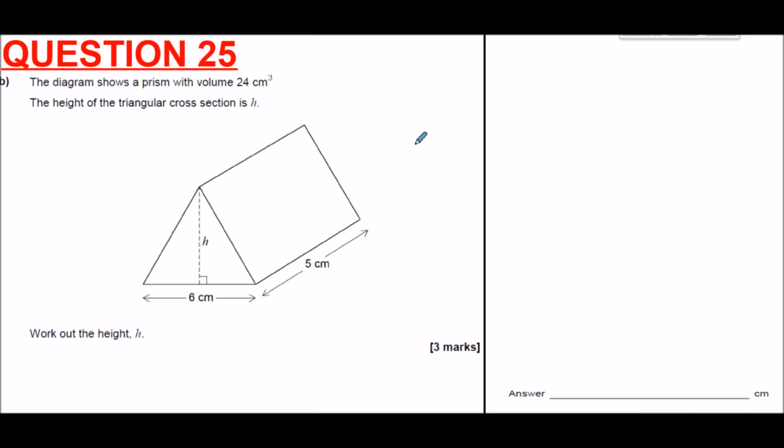Part B, we're given a prism, a triangular prism in fact, and we're told that the height of a triangular cross-section is h, and that the volume of it is 24 cubic centimetres. And so we need to work out the height, h. The cross-section for this shape is the triangular bit here. It's a triangle at the front, and it'd look triangular at the end as well. It'd be the same shape and same size triangle at the back as it is the front. And so the area of the cross-section is the area of this triangle here.